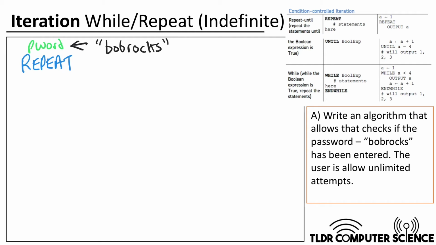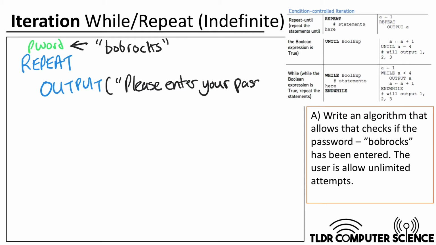So we want to ask the user to input their password. So first of all, we need to ask the question, and to ask the user, we'll use an output. So we're going to output, and the message we'll output would be, please enter your password.